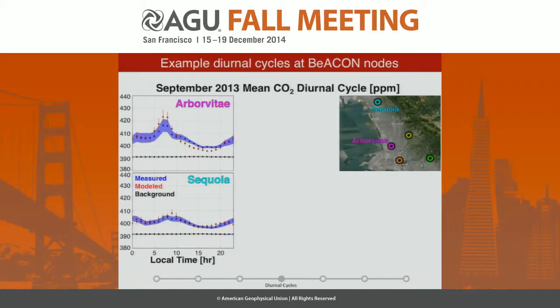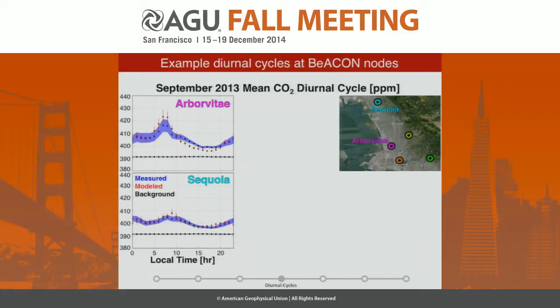So I can look at the diurnal cycles in more detail by taking the monthly mean diurnal cycle for September. What I'm showing in blue is the monthly mean diurnal cycle for Arbor Vitae, located here, and Sequoia up in Richmond, California. I've also tried to simulate the CO₂ concentrations at these sites using WRF-STILT and my prior inventory that I put together. And it seems like we're able to do pretty well at these two sites.